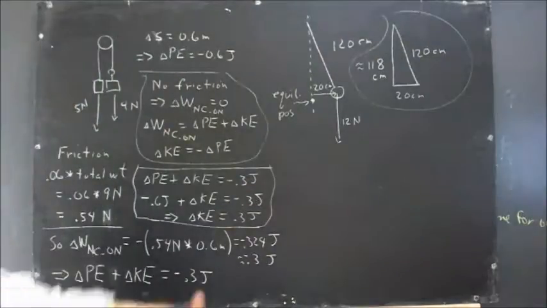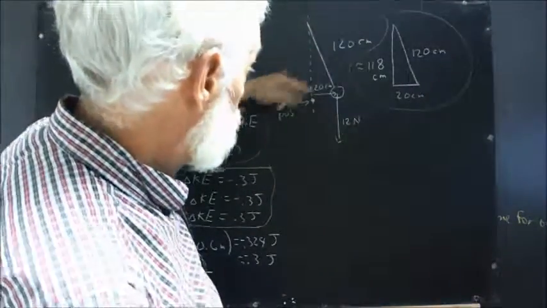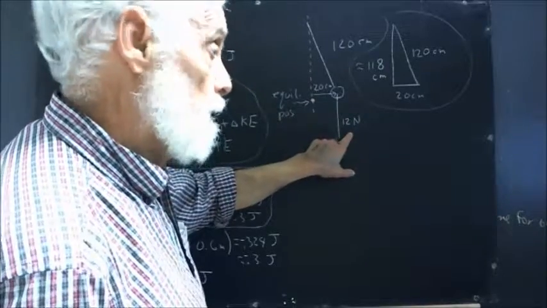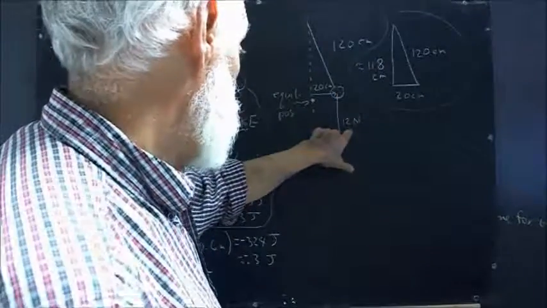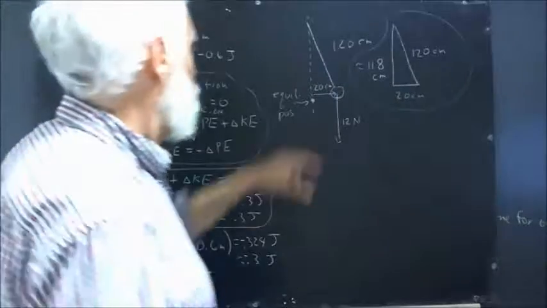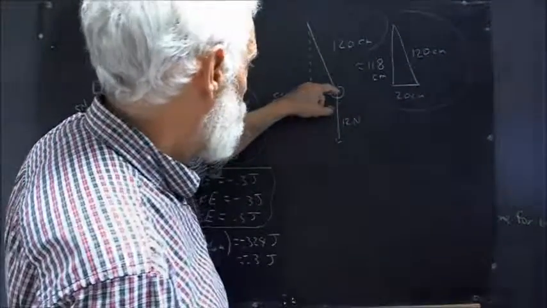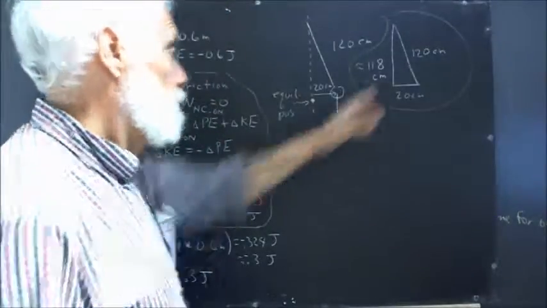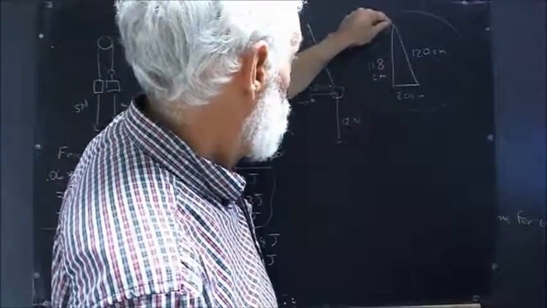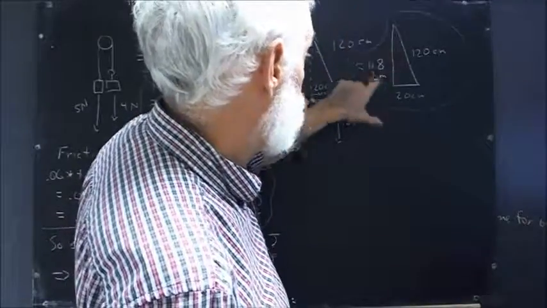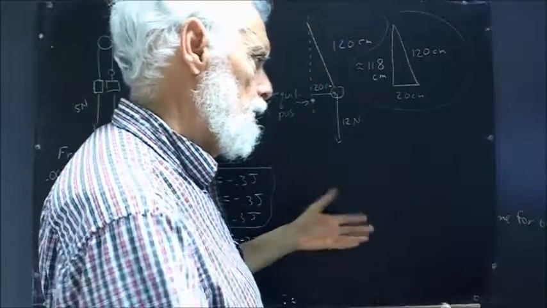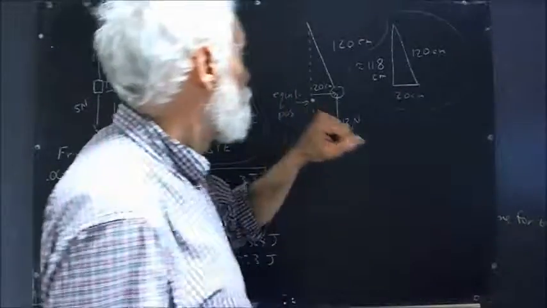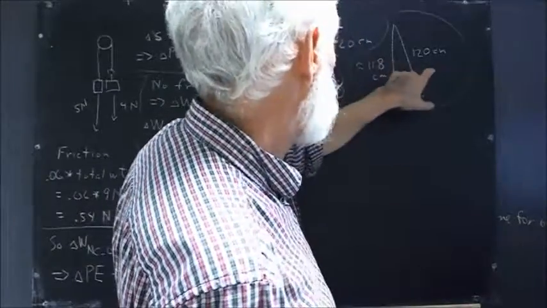Problem 9. You've got a pendulum, length 120 centimeters, pulled back 20 centimeters from equilibrium. The weight of the bob is 12 newtons. We're asked how much higher the pendulum is here than at its equilibrium position. We use the Pythagorean theorem, and we figure that this side is approximately 118.3, 118.4 centimeters, which means the difference is about 2 centimeters.